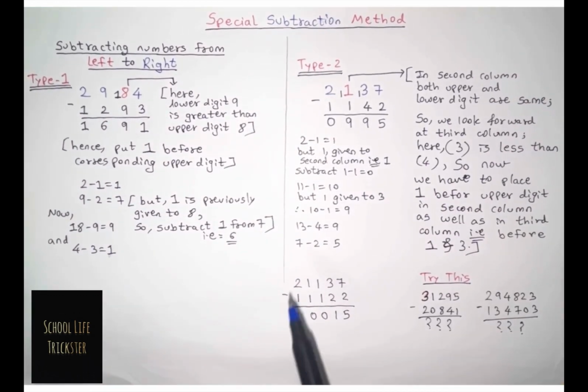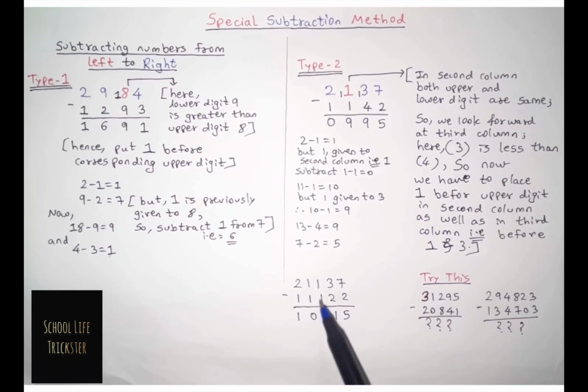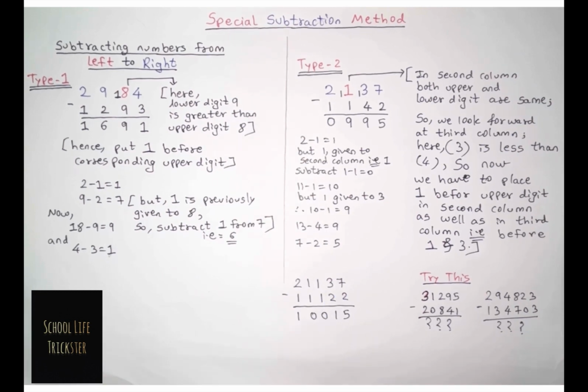In this question we have the same digits, but the next digit is also greater than the lower digit. So we don't have to take any carryover over here. So the answer will be 2 minus 1 is 1, 1 minus 1 is 0, 1 minus 1 is 0, 3 minus 2 is 1, 7 minus 2 is 5. Now try this.